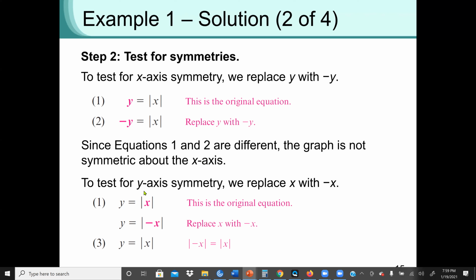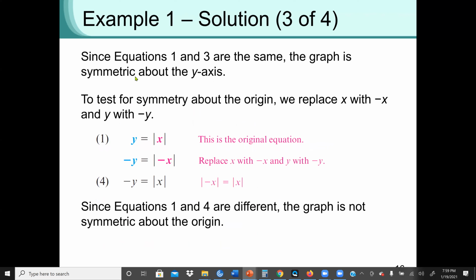So we check for symmetry with the y-axis. To test for y-axis symmetry, I replace x with negative x. So y equals the absolute value of x, and y equals the absolute value of negative x, which gives me positive x. So this means we have a symmetry here, but this time the symmetry is for the y-axis. We replace x with negative x, we get the same answer. So since equations 1 and 3 are the same, the graph is symmetric about the y-axis.